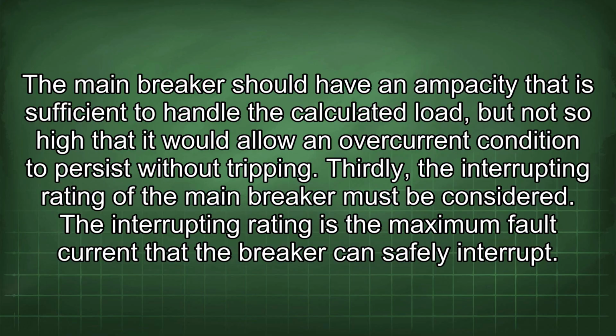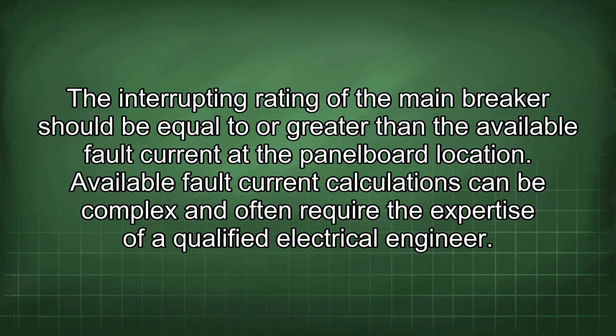persist without tripping. Thirdly, the interrupting rating of the main breaker must be considered. The interrupting rating is the maximum fault current that the breaker can safely interrupt. The interrupting rating of the main breaker should be equal to or greater than the available fault current at the panel board location. Available fault current calculations can be complex and often require the expertise of a qualified electrical engineer.